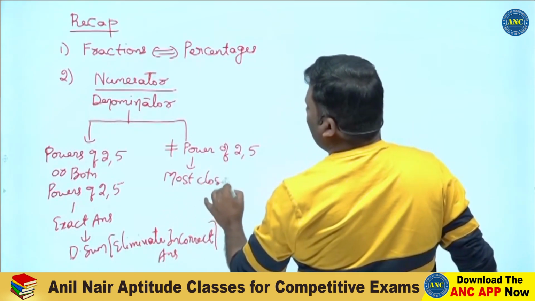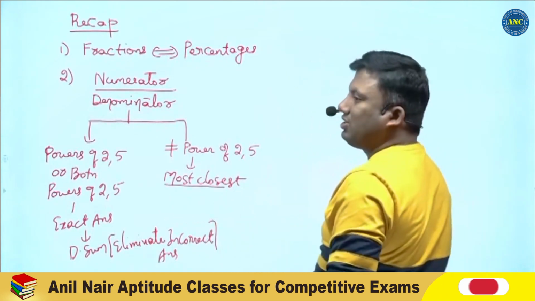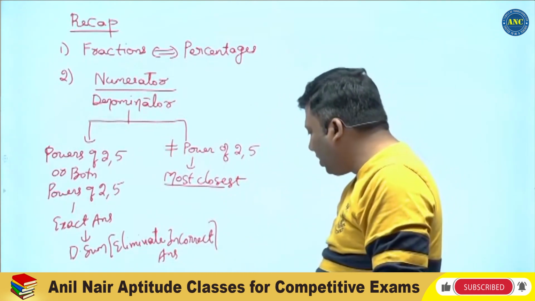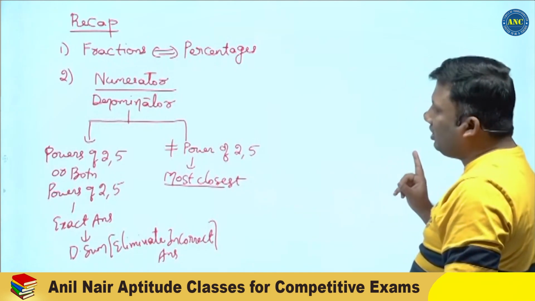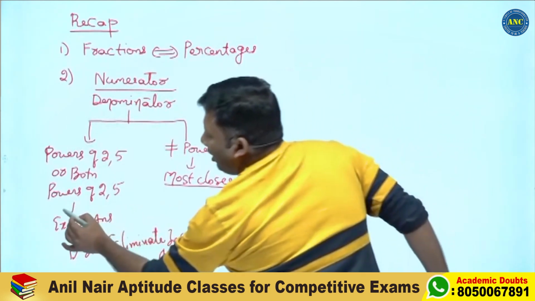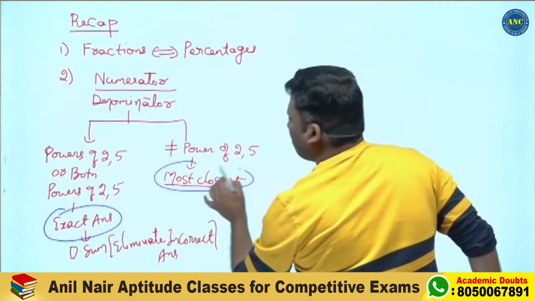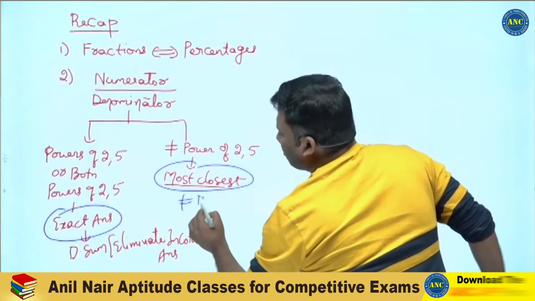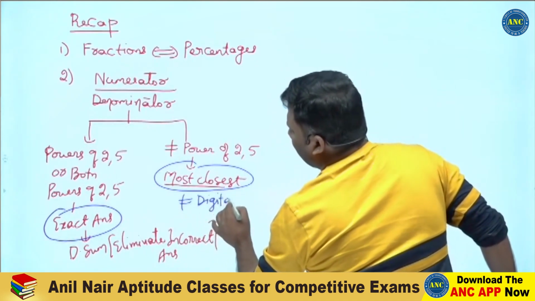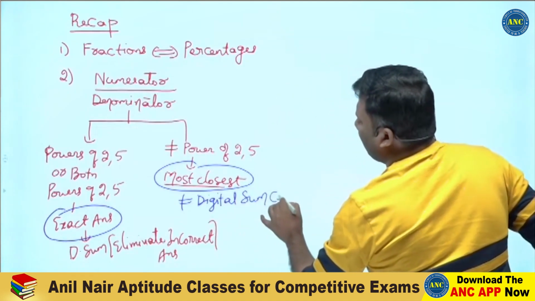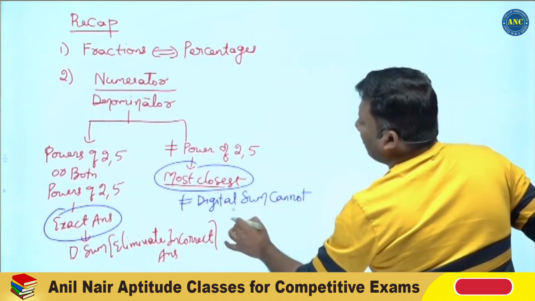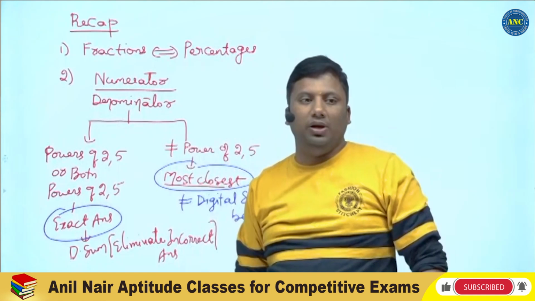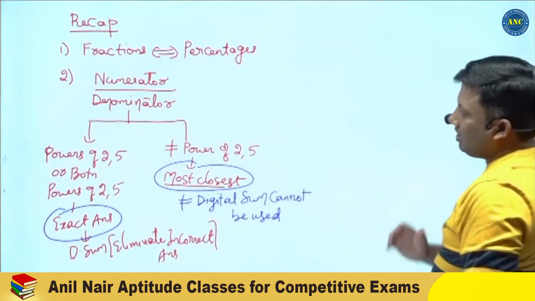Most of the teachers will write 33.33 is equivalent to 1 by 3. It is most closest to 1 by 3. I hope you understood the difference between exact value and the most closest value. Exact answer and the most closest answer. Here digital sum cannot be used. It is extremely important for you to know which concept will be used when and which concept cannot be used and why it cannot be used. This is the second key point.